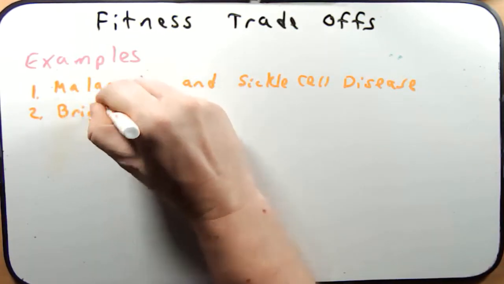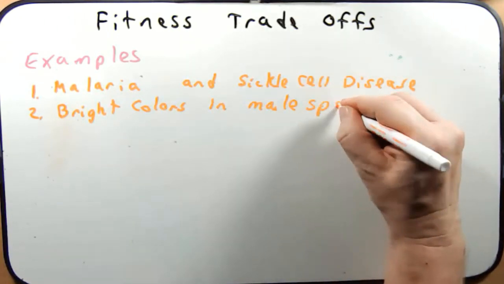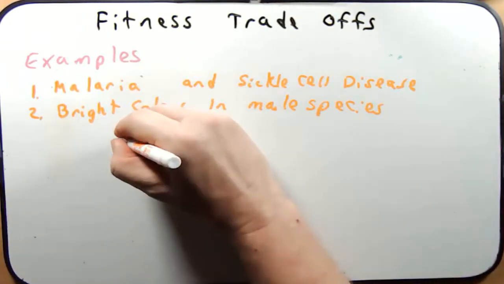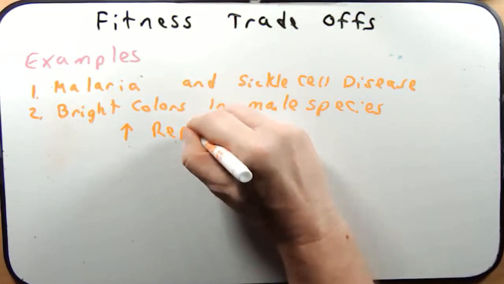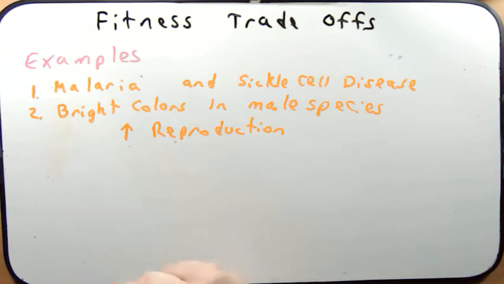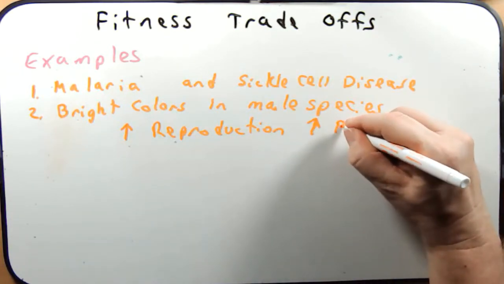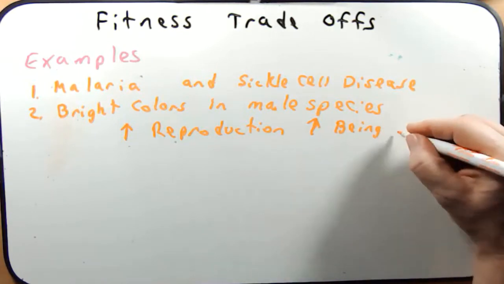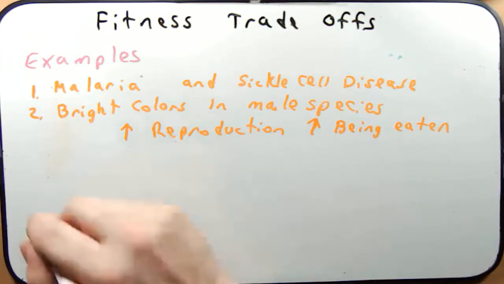Bright colors in many male species. So this, as a result, will increase their chance at reproduction. But the trade-off is that it also increases their chance of being eaten by a predator. That's the trade-off of some birds, like peacocks, having bright colors, the males anyhow. Turtle shells.